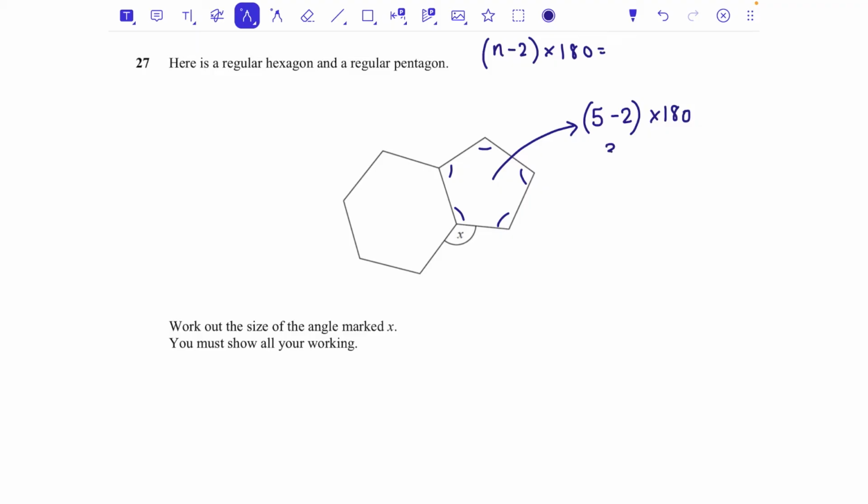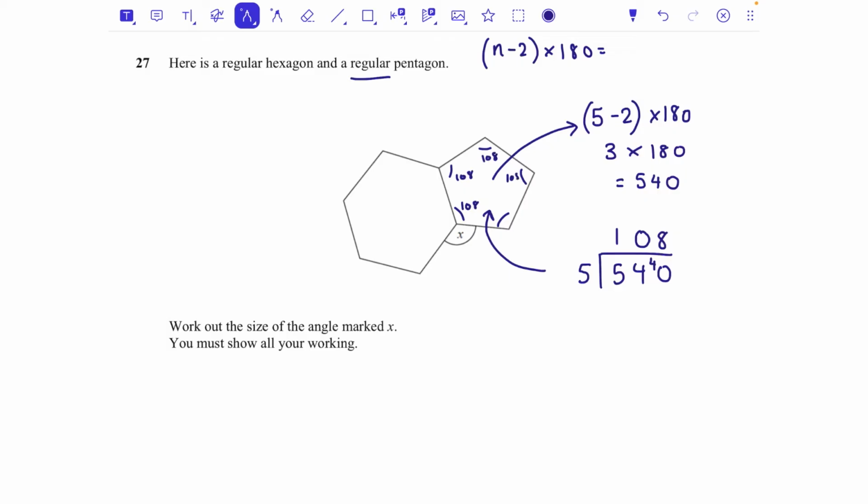So in this case, we've got 3 lots of 180, 180 times 3, which is 540. So 540 degrees in a pentagon. Now, because it's regular, all of those angles inside, all 5 angles, are going to be the same. So I'm going to do 540 divided by 5. 5 goes into 5 once, 5 does not go into 4, so we've got to carry that 4 over, and 5 goes into 40 8 times. So each of these angles inside is 108 degrees, because it's regular and it adds up to 540.